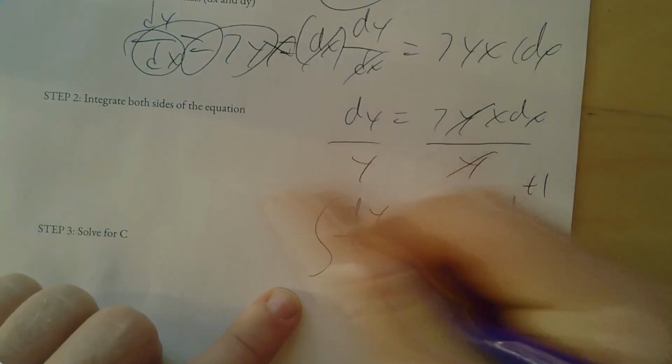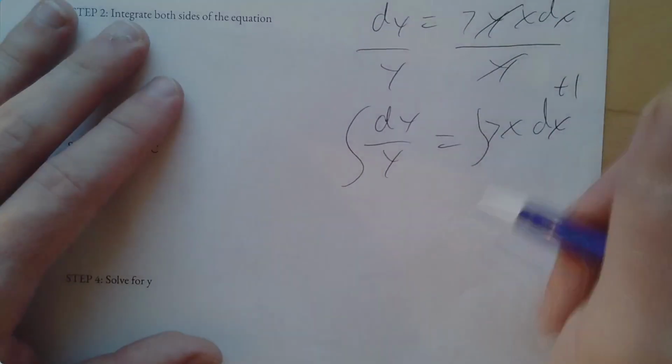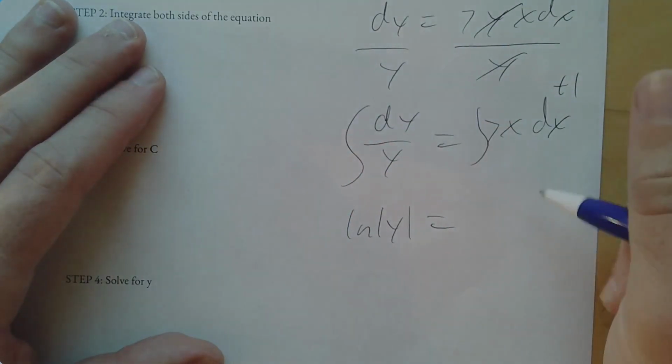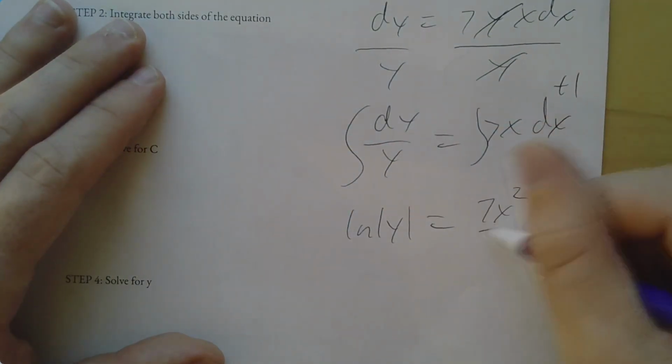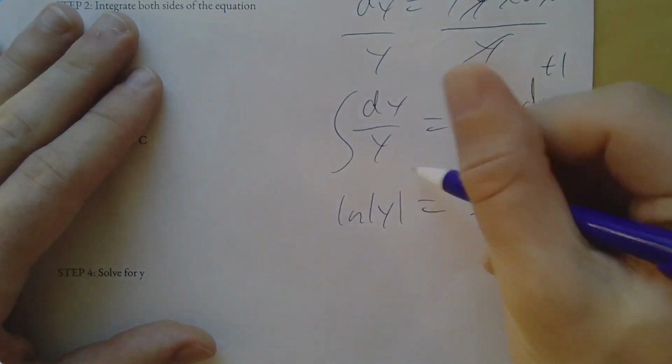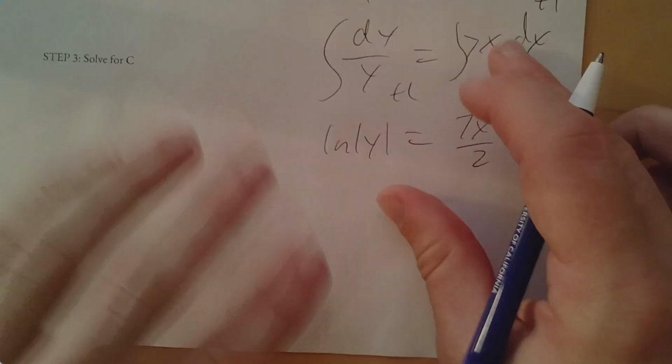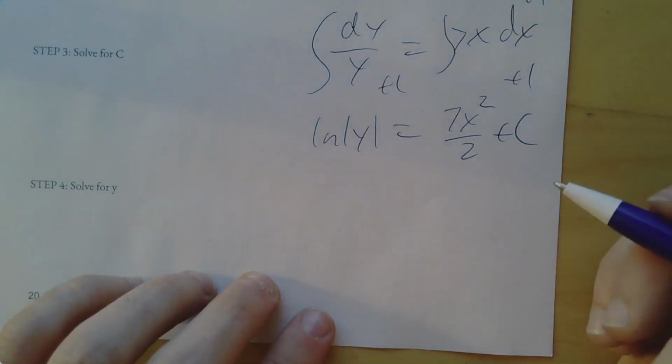Then you integrate both sides, and generally you get a point for each integral. The integral of 1 over y is ln absolute value y, equals the integral of 7x, which is 7x squared over 2, plus c. Generally, that's another point there, and that's another point there, generally speaking. But usually they're way harder than the one that I'm doing right now. Then you solve for c.